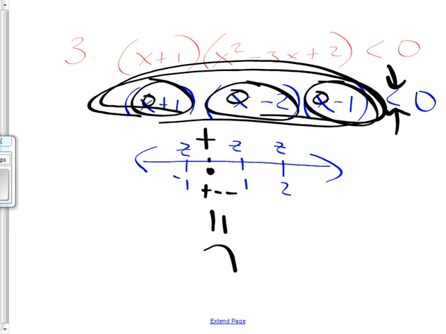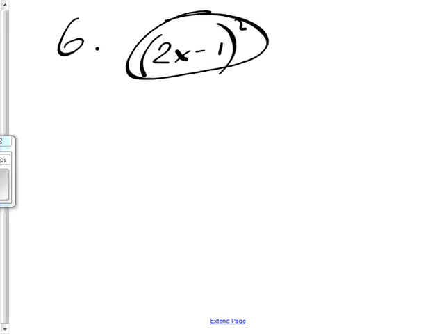Let me help you with one more that's a little tricky. Let's look at number 6. Everybody look at number 6 with me, please. Okay, on number 6, it's got something squared. Right away, that tells me something. Do you get that whenever I square it, it cannot come out negative? This whole term is always going to be positive, no matter what you put in there, because you're going to square it, and it's going to become positive.